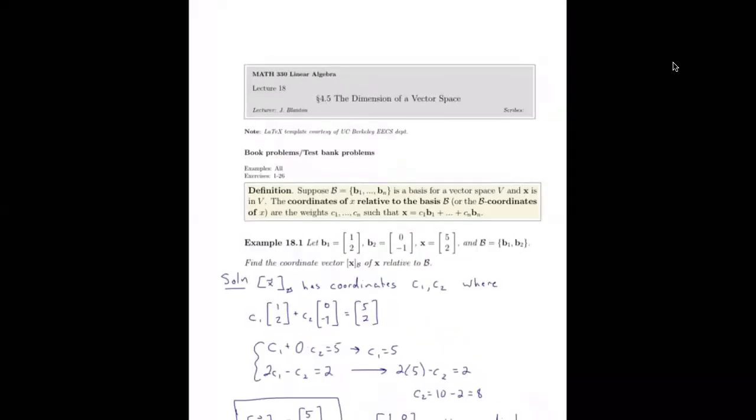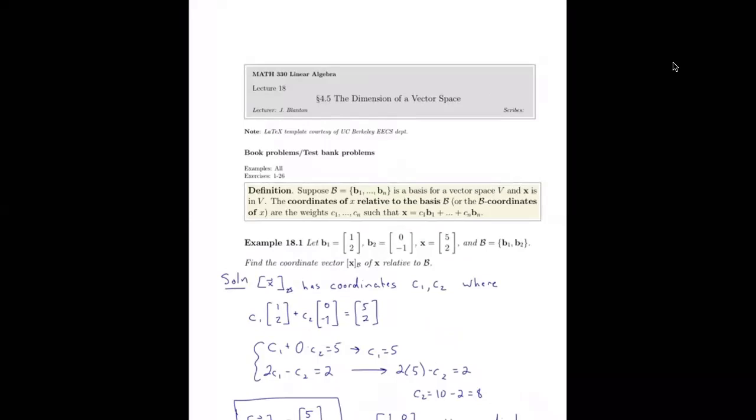Section 4.5 is the dimension of a vector space, where we'll define what that is, and we'll see a nice theorem about it. I've actually included a little bit of section 4.4, which is coordinate systems, and I didn't think it was necessary as an entire section on its own. We just need a definition and a result or two from that section.